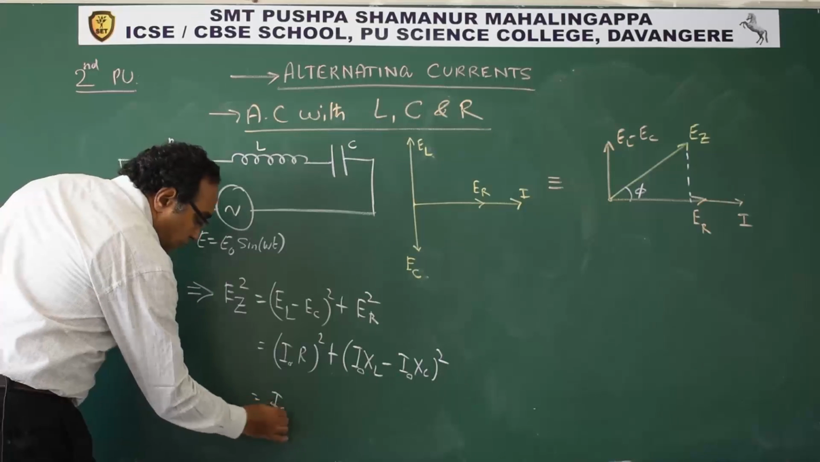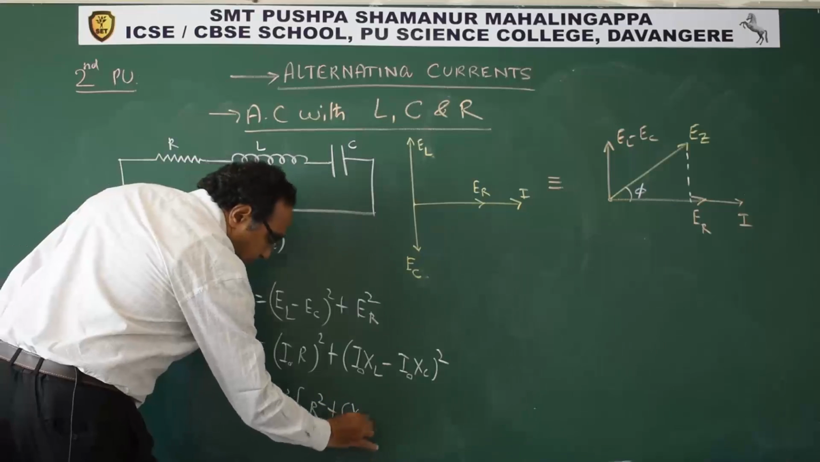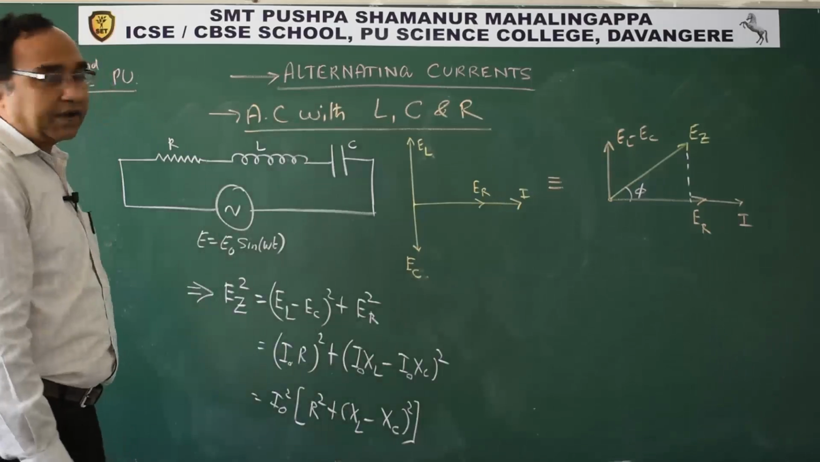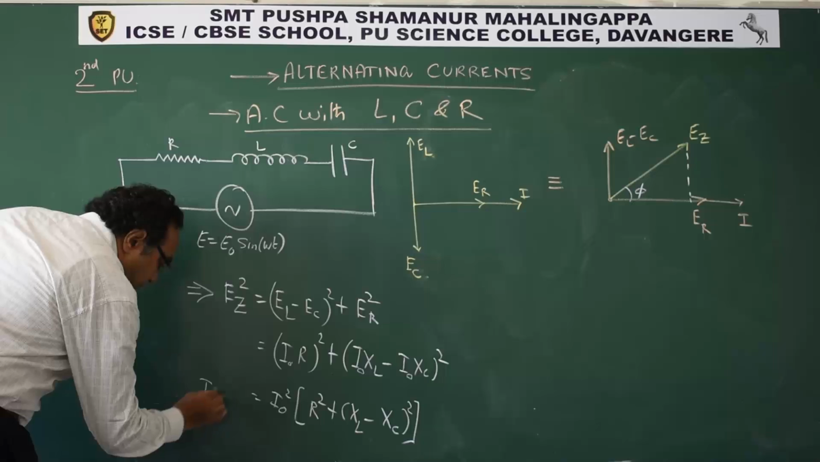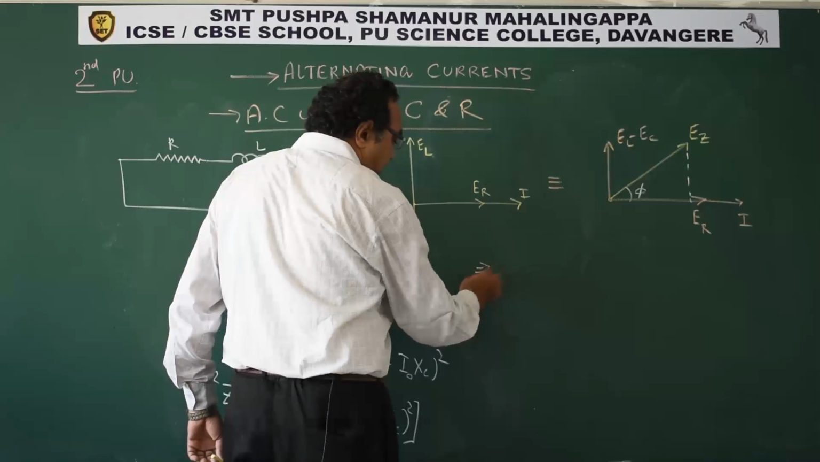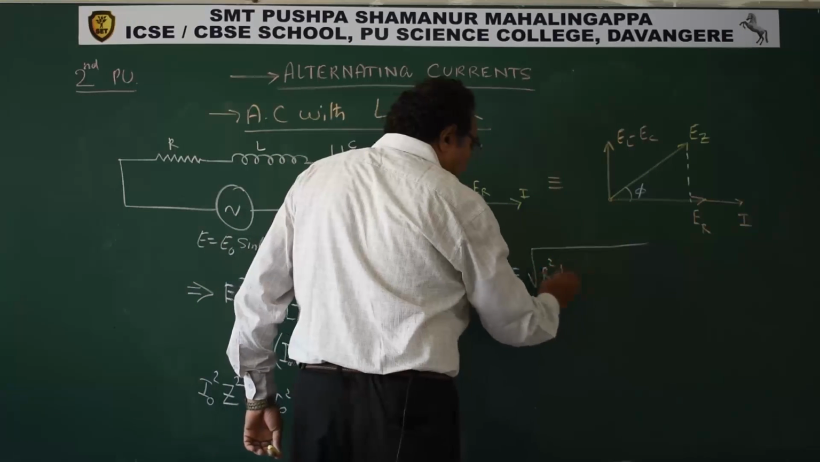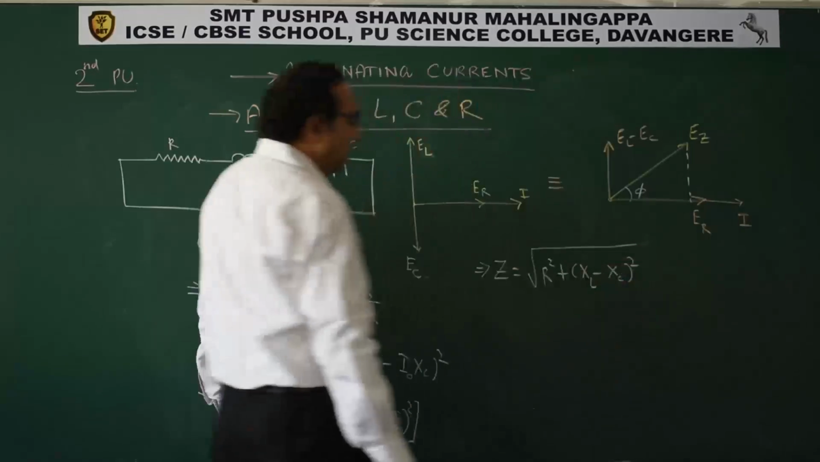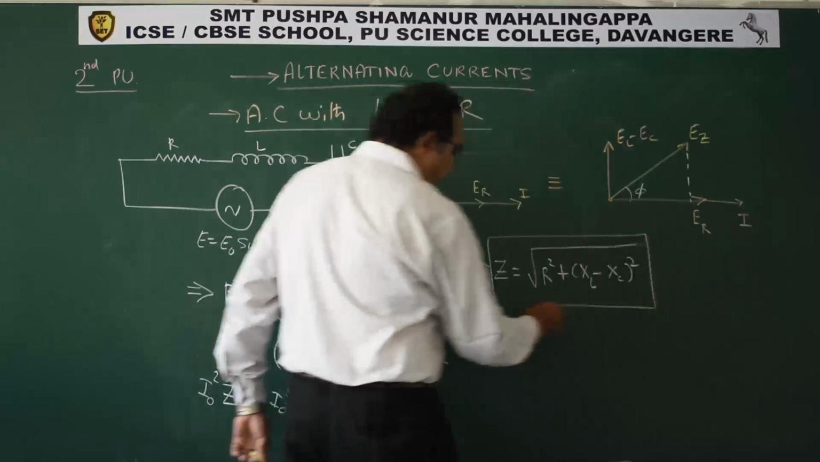So what we have now? I naught square comes out, R square plus XL minus XC the whole square. See, something like this we are getting. Correct. So we have I naught square Z square. So what do we get now? Finally, Z square or Z is equal to root of R square plus XL minus XC the whole square. See, this is the impedance of an LCR circuit.